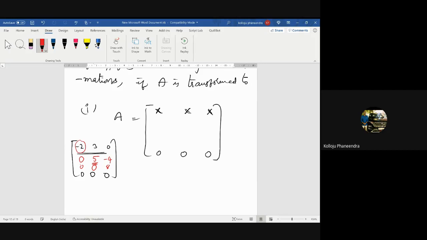Now, what is the non-zero element in the third row? 8. Before it, how many zeros are there? 2. Then in the next row, there must be at least 3 zeros. This is called echelon form. So I'm giving echelon form here. In the first row, I'm assuming the element is non-zero. Then in the second there must be at least 1, in the third at least 2, like this. Got it? This is one echelon form.